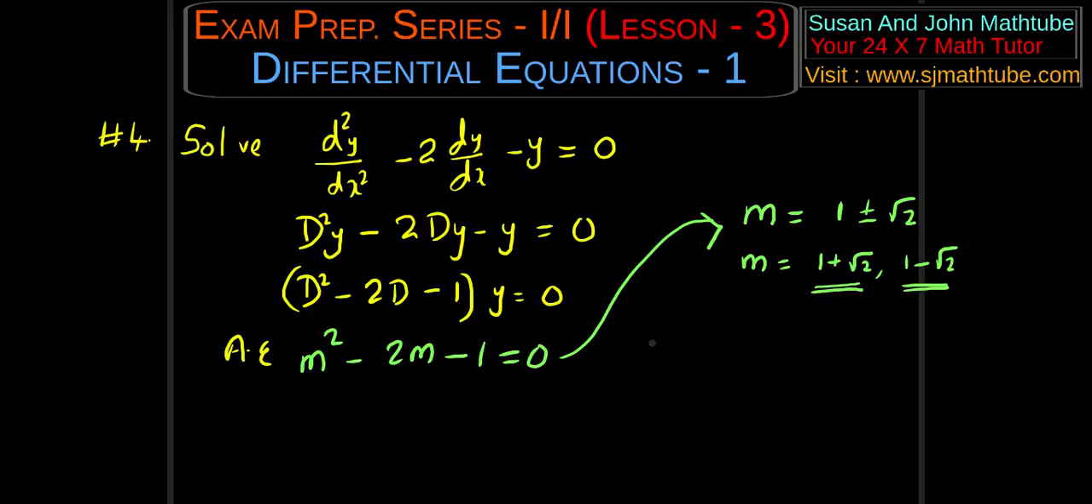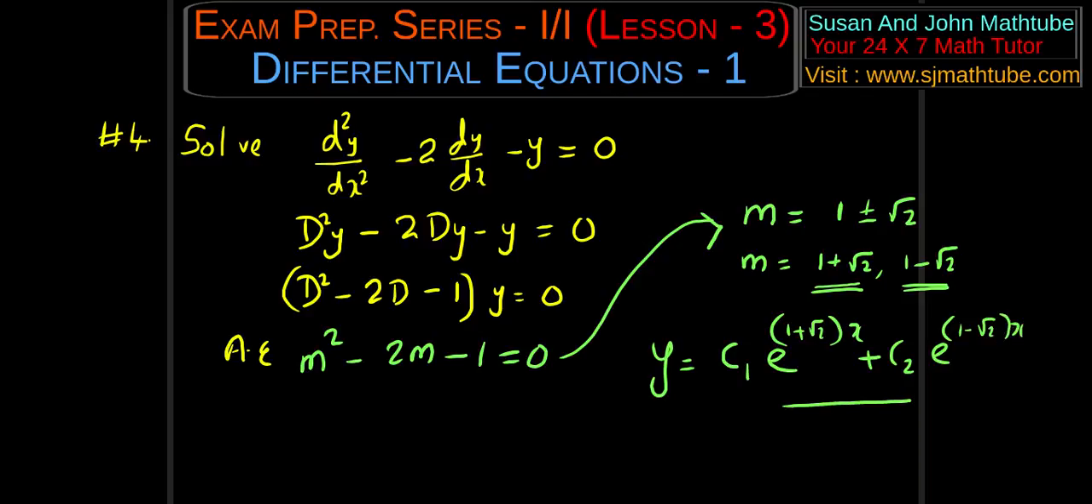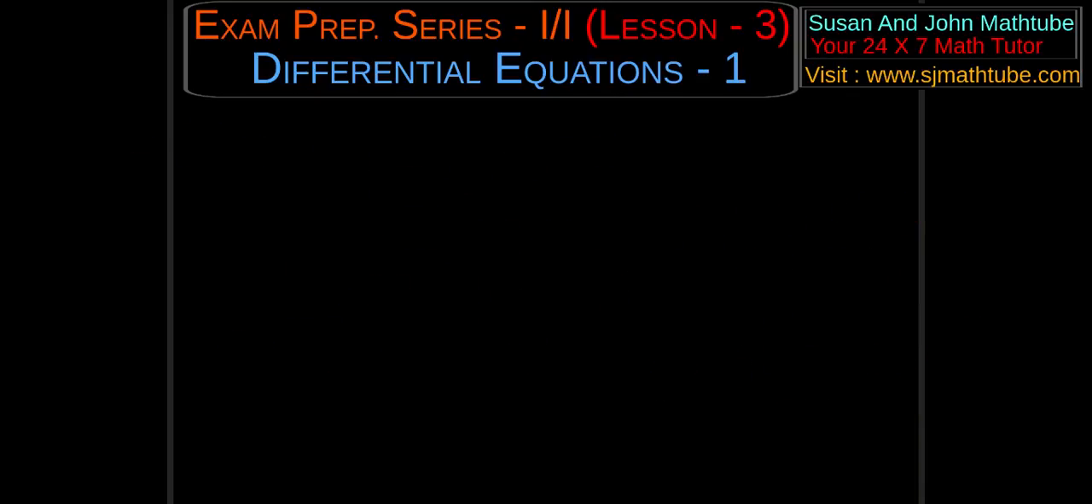So the solution is y is equal to c1 e to the power (1 plus root 2) times x plus c2 e to the power (1 minus root 2) times x. So that's it. So let's move on to type 1. So look at this. In type 0, the right side was equal to 0. Now we are going to learn the technique for type 1.